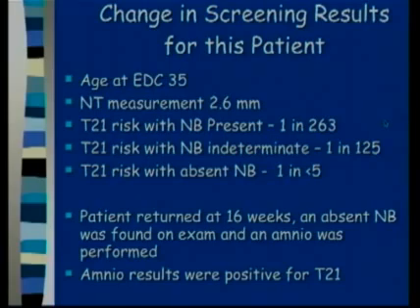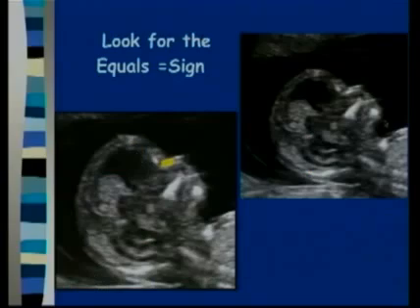This patient, it was missed. She returned at 16 weeks. An absent nasal bone was found. She had an amniocentesis, and she had trisomy 21. Now, what can I tell you? The nasal bone should look like an equal sign. Notice the nasal bone in contrast to the skin.